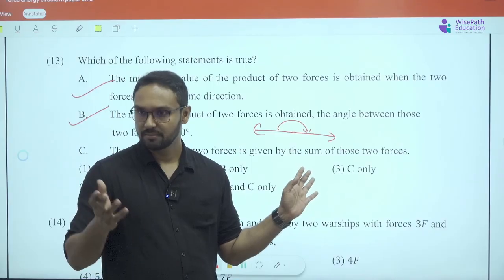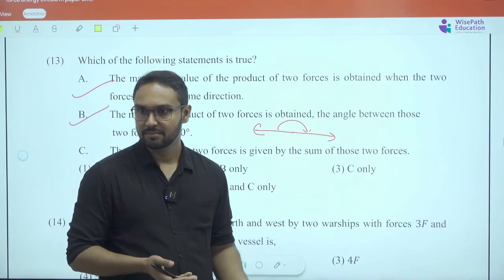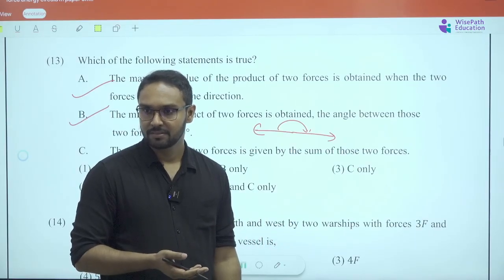That doesn't matter. What do you say? Sum of those two forces. Yeah, the sum, the addition, of those two forces.